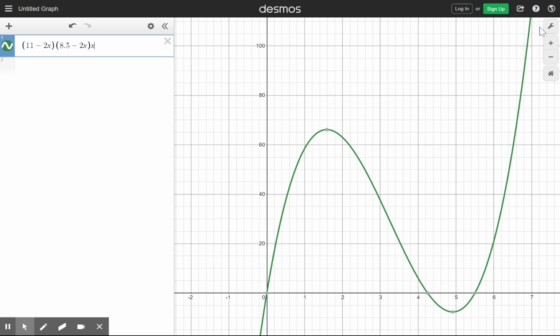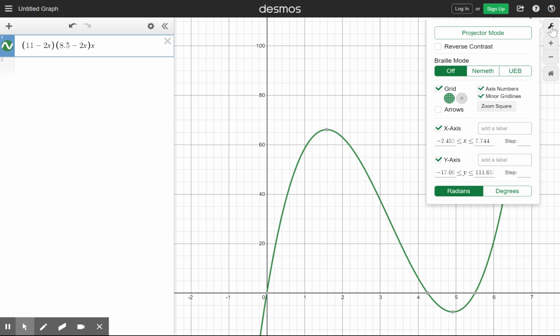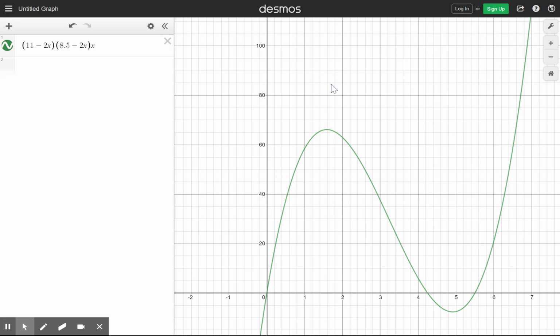And so here you can see the graph, and I'm going to show you the settings that I have in case you need to make adjustments to your graph. It's set at about -2 to 8 and about -17 to 111. So if you have some settings similar to that, you should get a graph that's like this.